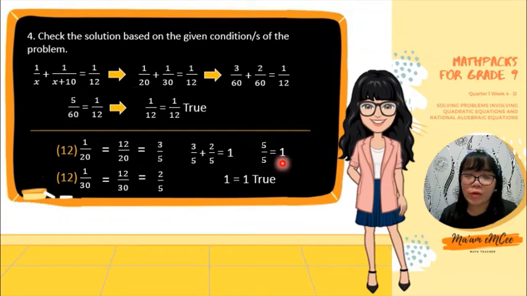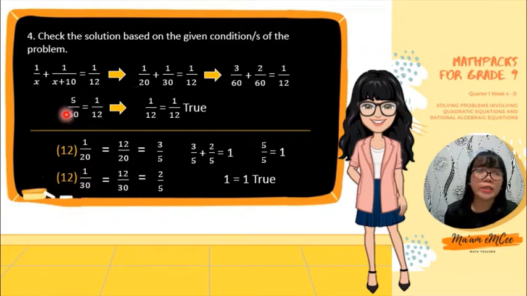Now, is that equal to 1? 5 over 5 is 5 divided by 5, and that is equal to 1. So 1 is equal to 1. So indeed, our solutions 20 and 30 days are the final answer for our problem, which is the number of days it will take Jackson to finish the work if he works alone, and the number of days it will take Sibal to finish the same work if he also works alone.